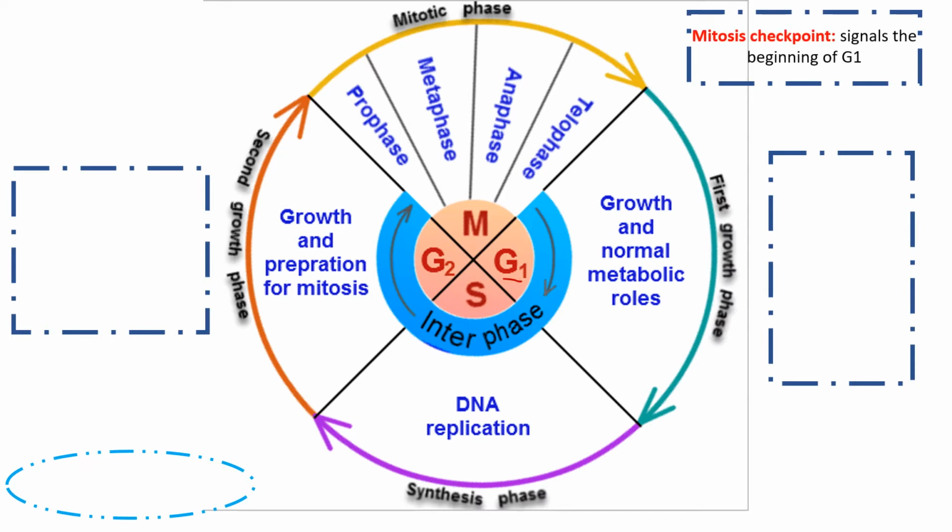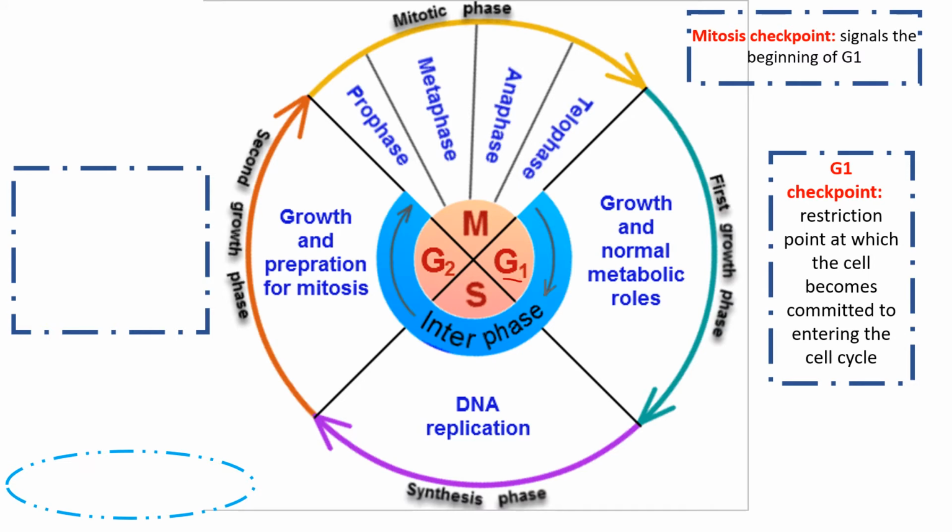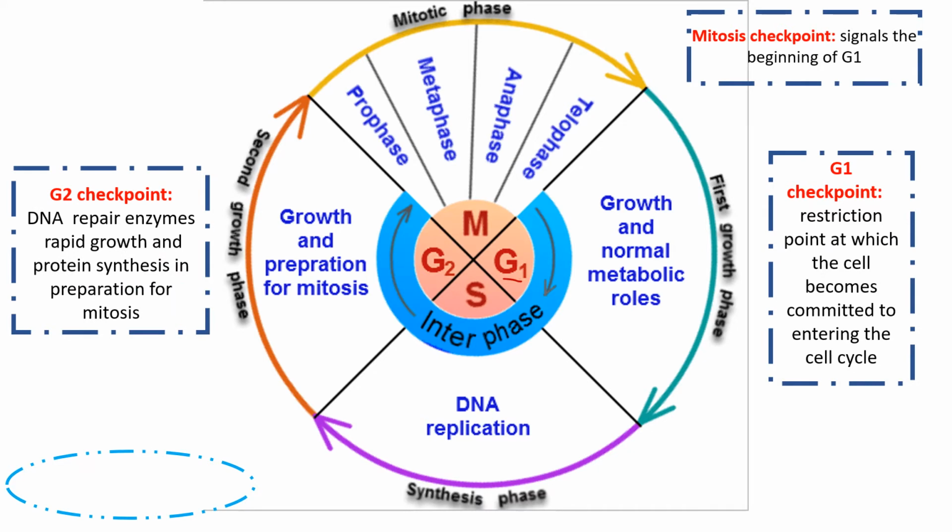So there are certain checkpoints within the cell cycle that allow for, how should I put this? Basically, it's making sure everything is okay, and it's catching mistakes as the cells are replicating. So the first one is the mitosis checkpoint, which signals the beginning of G1. In the G1 checkpoint, there's something called a restriction point, and at this point, the cell becomes committed to entering the cell cycle. The G2 checkpoint involves DNA repair enzymes, rapid growth, and protein synthesis in preparation for mitosis.